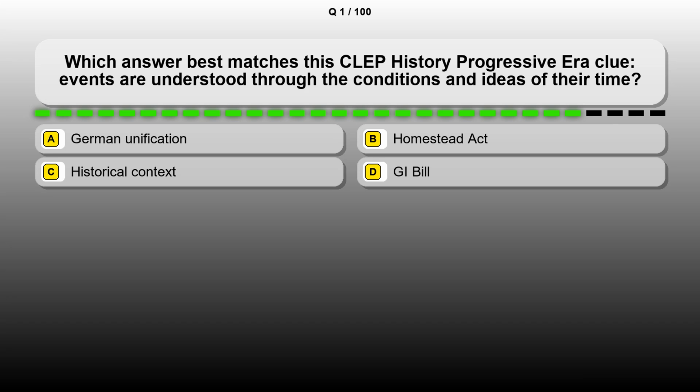CLEP History Progressive Era. Question 1. Which answer best matches this? CLEP History Progressive Era clue: events are understood through the conditions and ideas of their time.